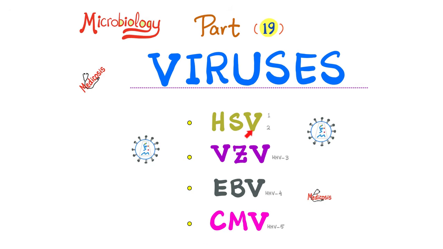In the last video, which was part 19, we talked about these 4 viruses: HSV, VZV, EBV, and CMV, herpes simplex virus, varicella zoster virus, Epstein-Barr virus, and cytomegalovirus. This includes human herpes virus 1 and 2. This is human herpes virus 3. This is human herpes virus 4. And this is human herpes virus 5. So we can say that all of these are part of the Herpesviridae family of DNA viruses. All of these were DNA viruses.